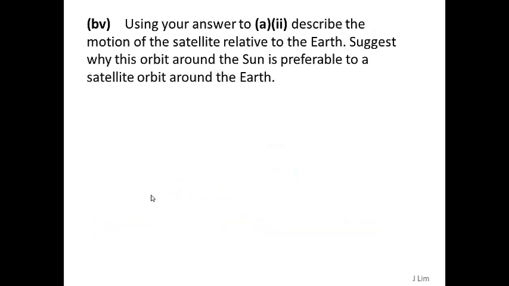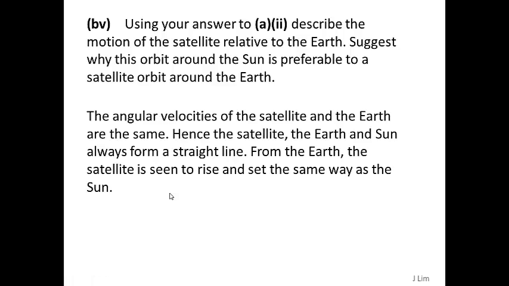Using your answer, describe the motion of the satellite relative to the Earth. Suggest why this orbit around the Sun is preferable to a satellite orbit around the Earth. The angular velocities of the satellite and the Earth are the same, hence the satellite, the Earth and Sun always form a straight line. From the Earth, the satellite is seen to rise and set the same way as the Sun, because the Earth is rotating around its own axis. So whenever a person on Earth sees the Sun, you'll see the satellite somewhere in the middle of the Sun.